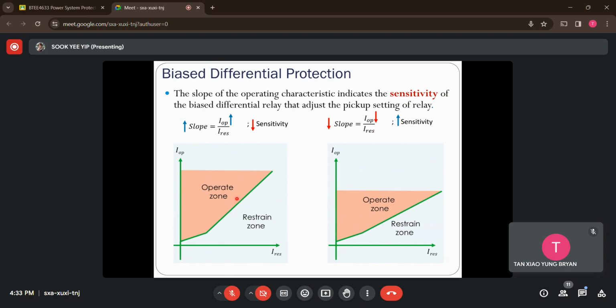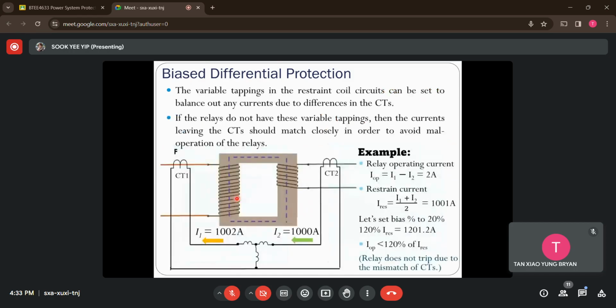All right, so now let's see how the bias differential relay solves the problem of the mismatch of the two current transformers, so that we can balance if there is any spill current flowing through the operating coil in the event we have a healthy transformer but an external fault condition.